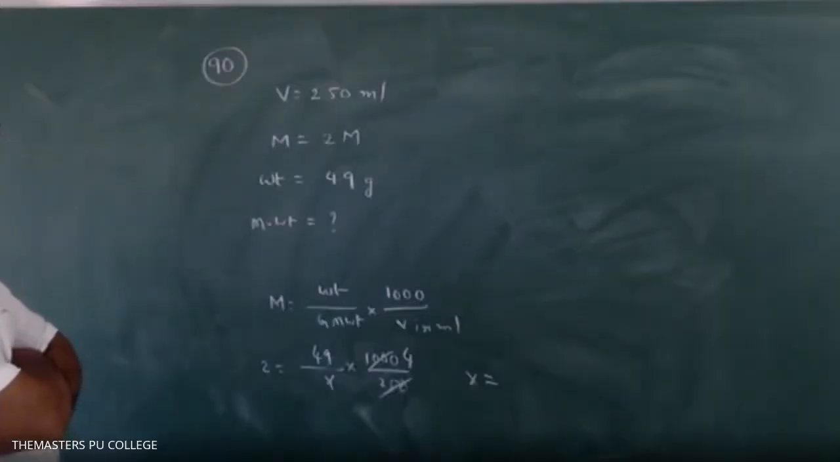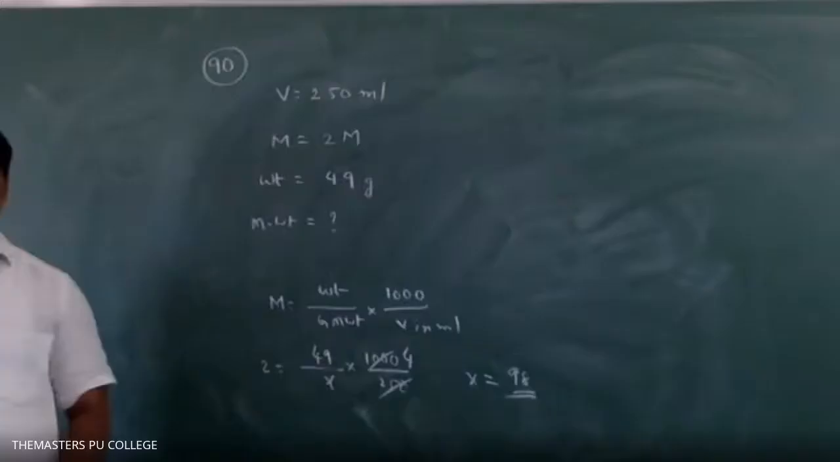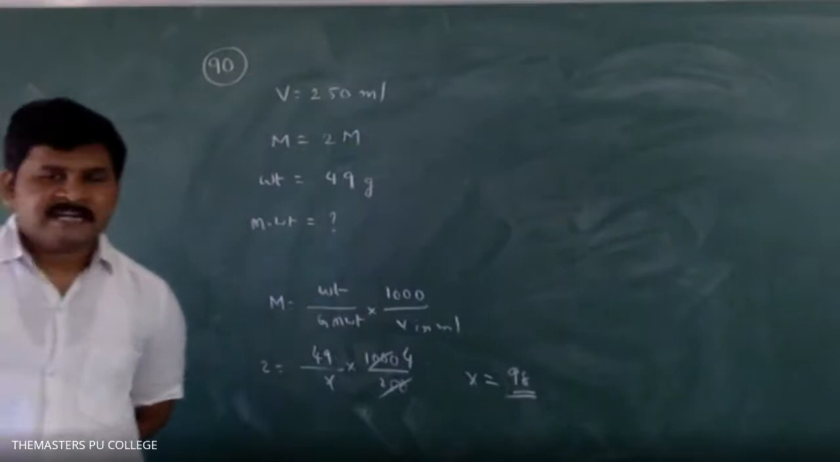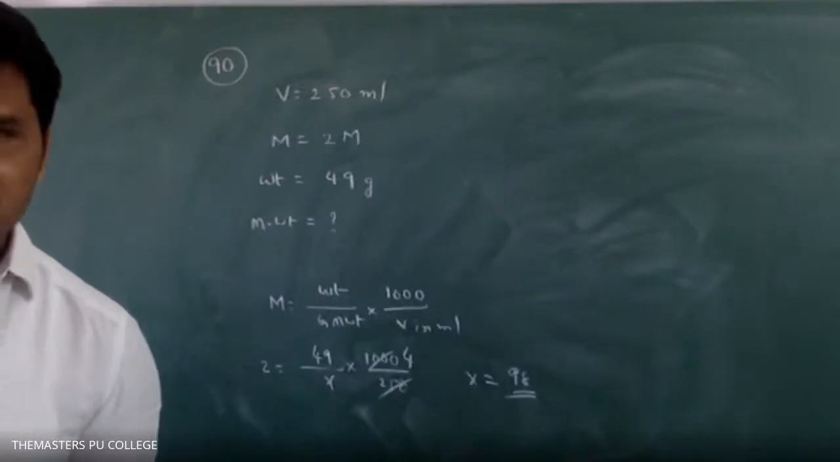So 49 into 4 by 2, 98. 98 is the answer. Any difficulty in this question? No, sir. The easy one; the formula is important. So that's why I told you yesterday.